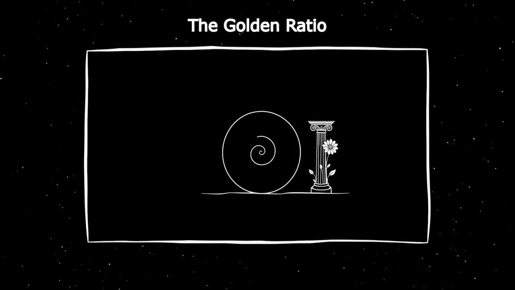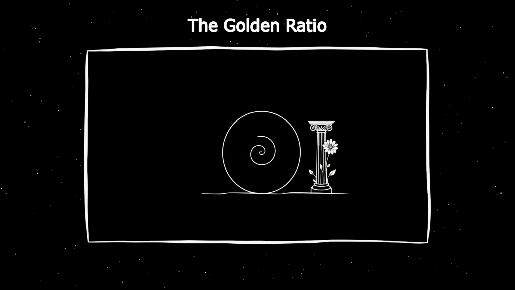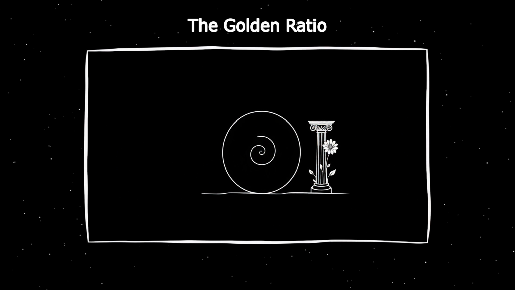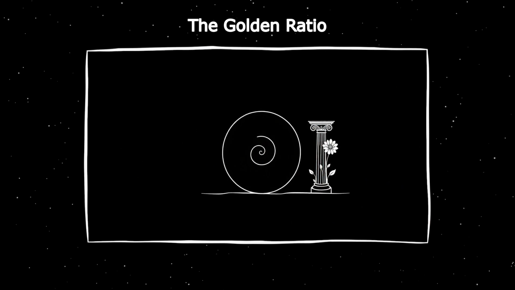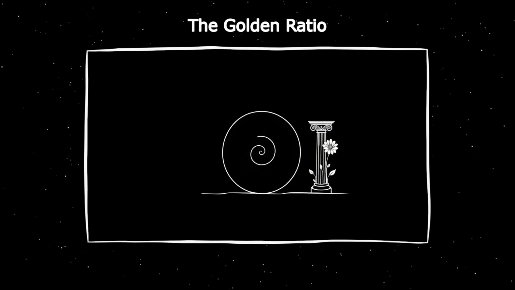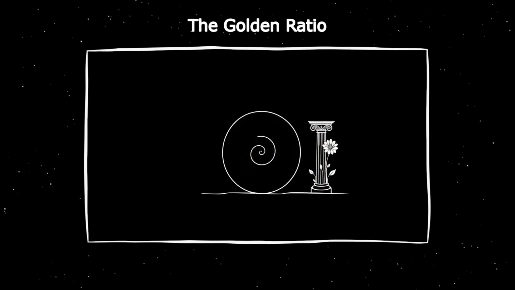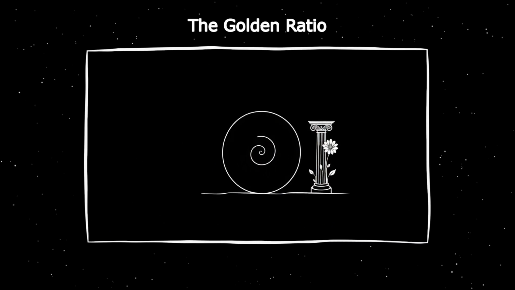This relationship is not just a curious feature of numbers. It can be found in the arrangement of a pentagon, the perfect proportions of a rectangle, and even in fractals, like the famous Fibonacci sequence, where each number is the sum of the two preceding numbers, leading to ratios that approach that magical value of 1.618 as you progress further.